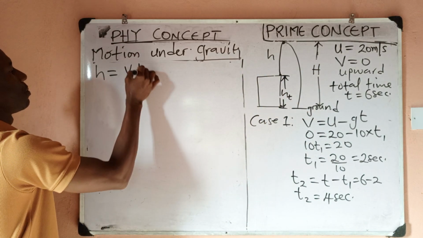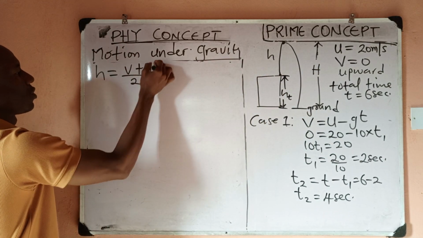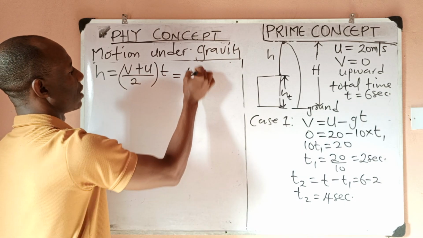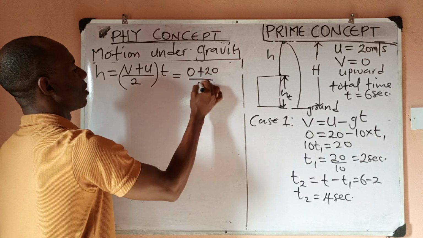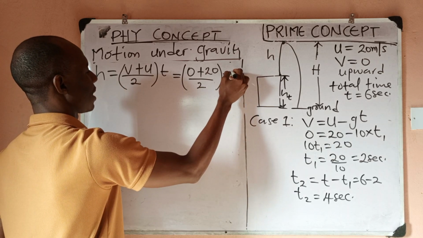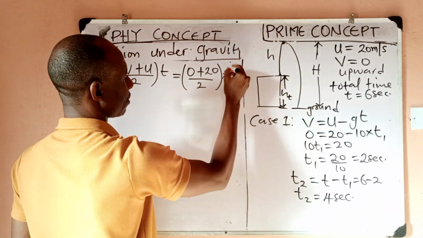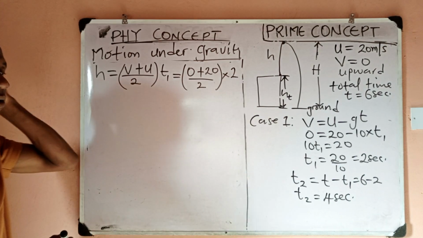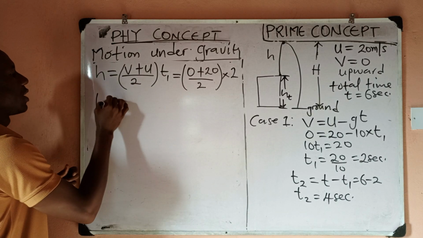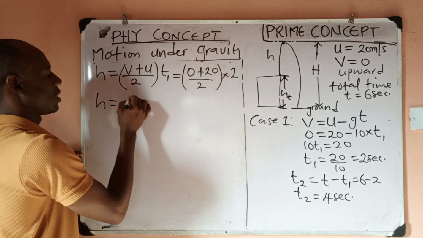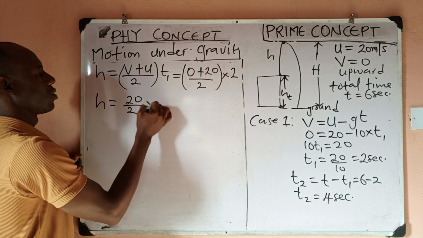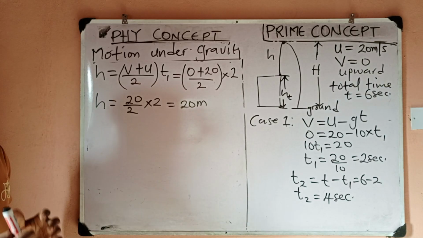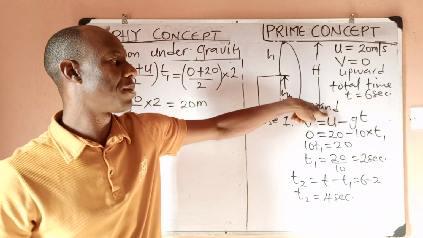So h equals v plus u divided by 2 times my time. So I would have v 0 plus u 20 by 2 times my time. The time from here to this height, we have found it as 2 because it is t1. So we found it as 2. So it means that h becomes 0 plus 20, which is 20 divided by 2 times 2, and our answer becomes 20 meters.